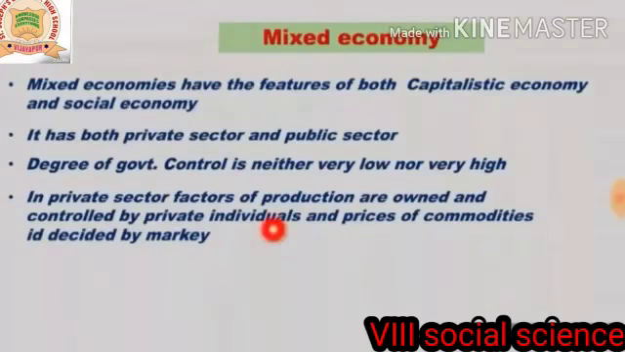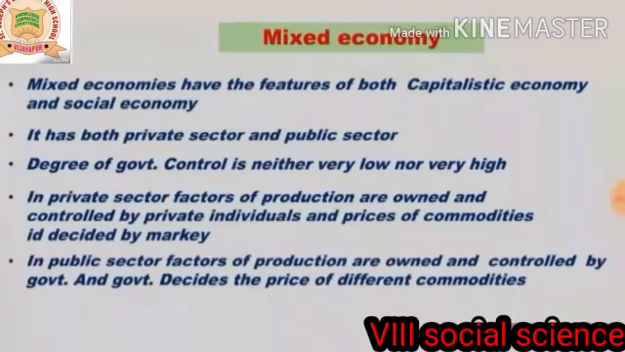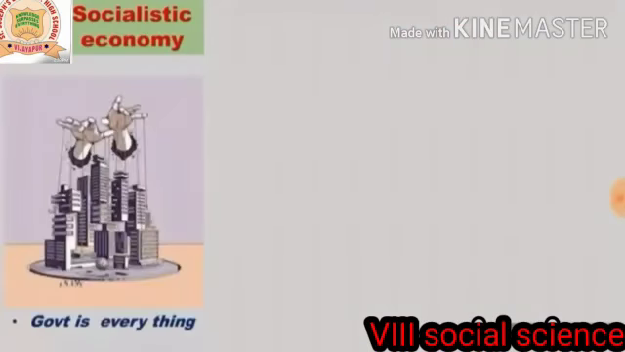How many resources have to be used, and what kind of resources should be allotted to the private and public sectors, is planned. The private sector is also encouraged by incentives and supporting subsidiary work, that is, giving loans. In the private sector, factors of production are owned and controlled by private individuals and the prices of commodities are decided by the market. In the public sector, factors of production are owned and controlled by the government and decisions are made by the government. Is it very clear, children? So the price mechanism is also controlled.